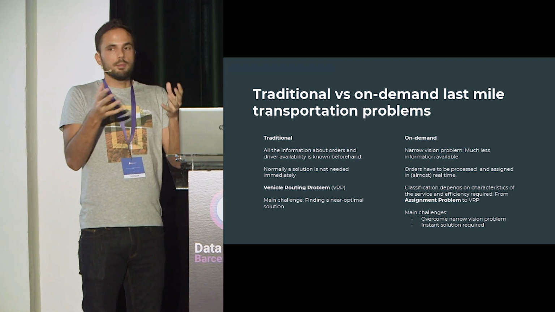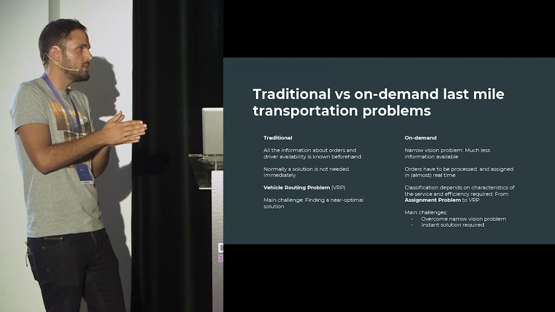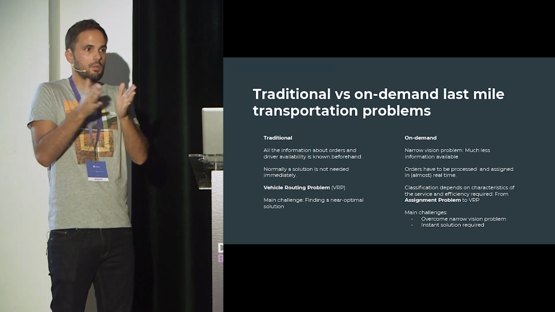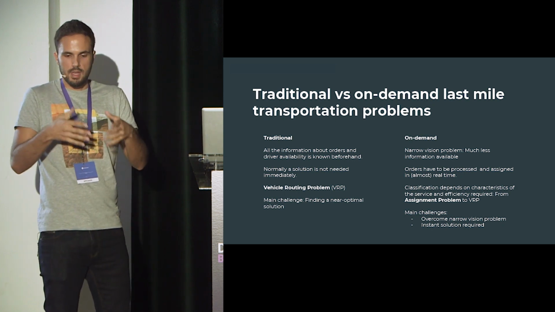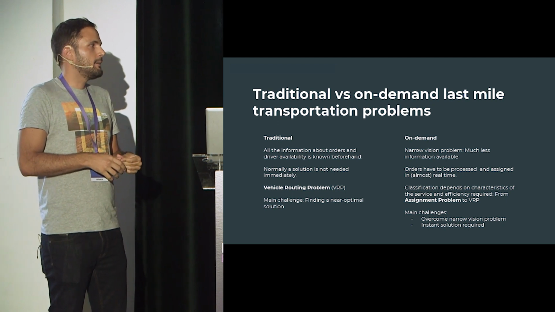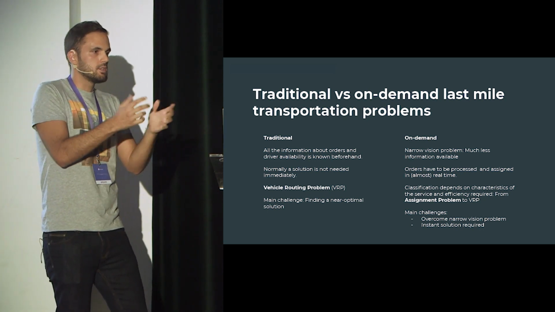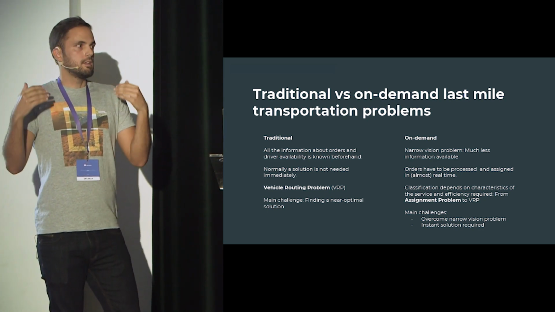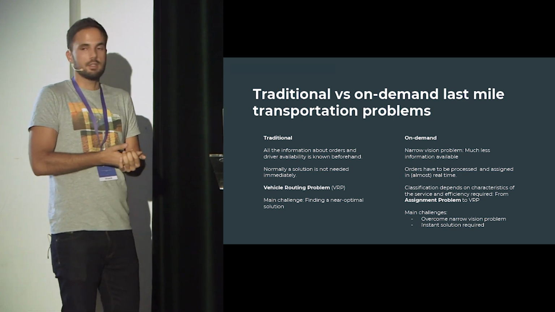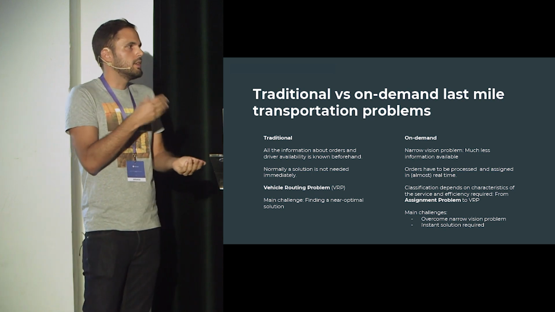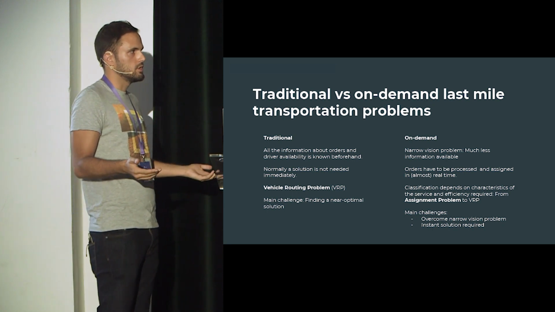So here, it may seem like an easier problem, but actually, it's a little harder to solve. It has two main challenges. One is how to overcome this narrow vision. The main goal is: how can I add more information to my problem to make better decisions, and more flexible decisions, so that if I make one assignment, maybe I can reassign it later? The other challenge is that you need an instant solution. You get an order, and it cannot take half an hour to tell you which taxi you're going to get, because otherwise you just don't wait.